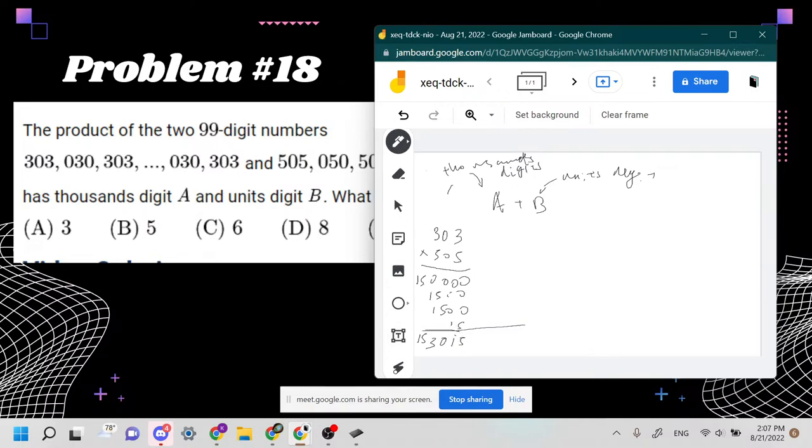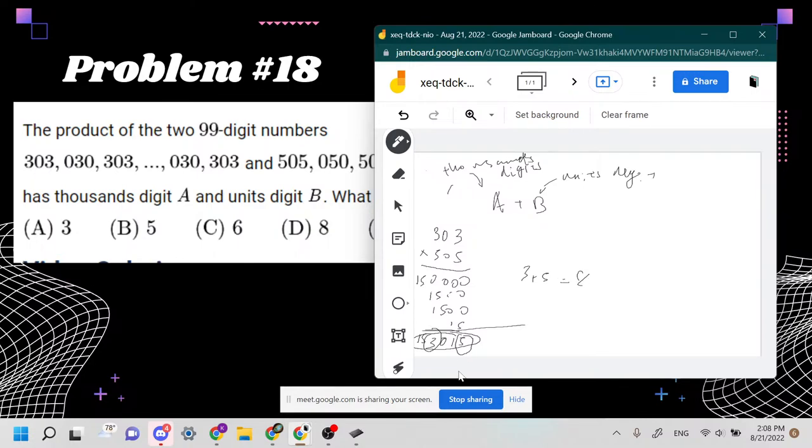So this is the end of that massive product between the 299 digit numbers. If you take a look at the thousands place and the units place, we have 3 here and 5 here, right? So it's just 3 plus 5, we add them together, and it's 8, right?